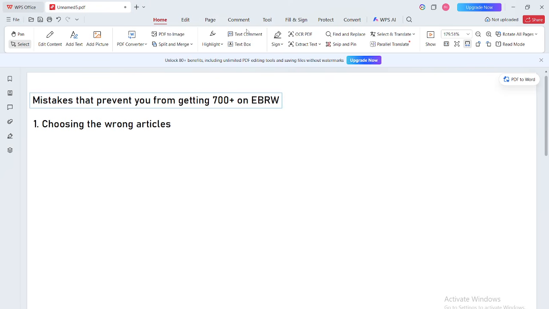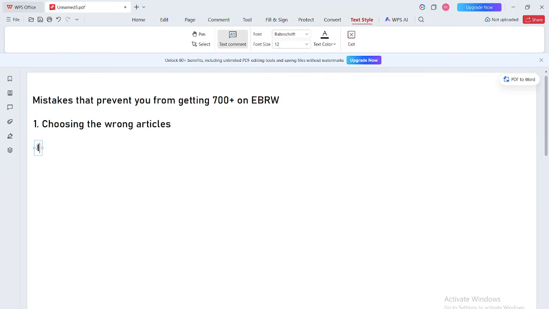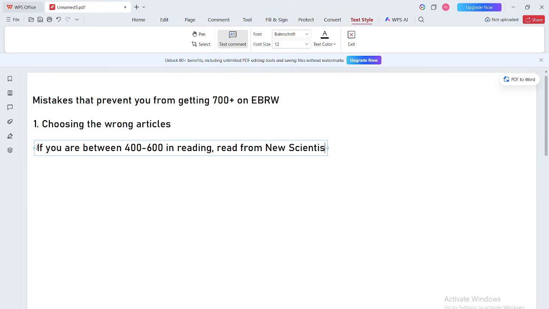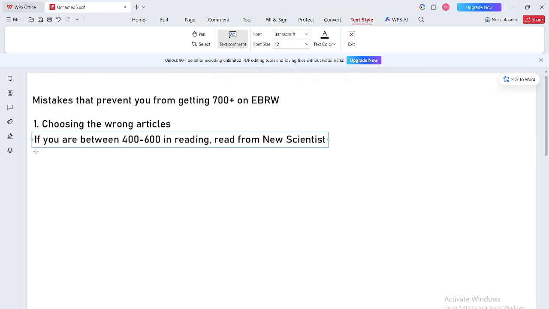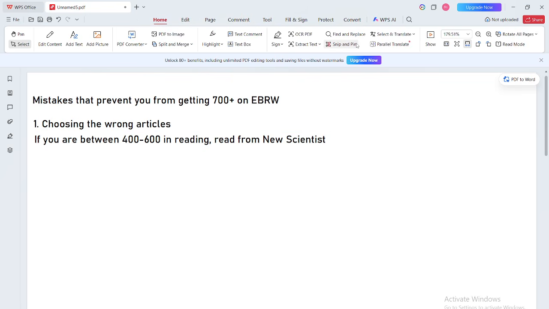My advice: if you are between 400 and 600 in reading, read from New Scientist. This is my advice for you guys, to solve this problem. But if you are higher than 600, like 630, 650, you can read anywhere you want.